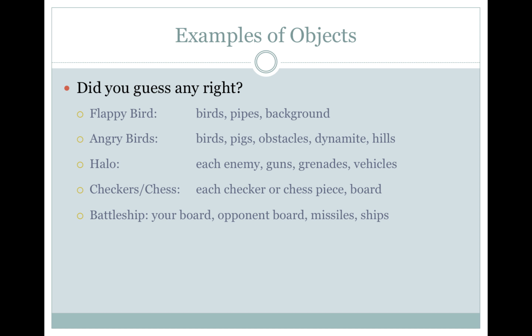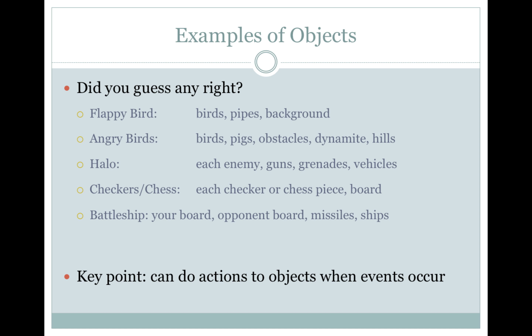Each missile is an object, and the ships themselves are objects, right? The ship knows how many times it's been hit, and once it's been hit the number of times equal to its length, it dies after that, right? And so those are some examples of objects.